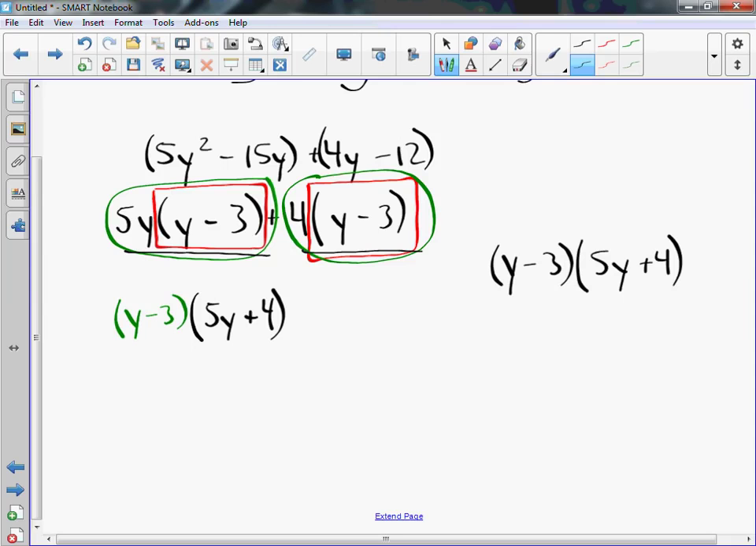Okay, and if you notice, we used distribution, but what we ended up undoing is FOILing. Because now I've got two binomials, so to check this one, you would need to FOIL. So you can't just distribute this one to check it, you have to FOIL it.